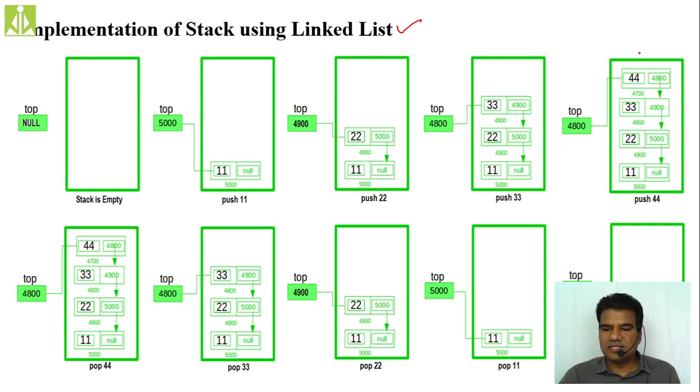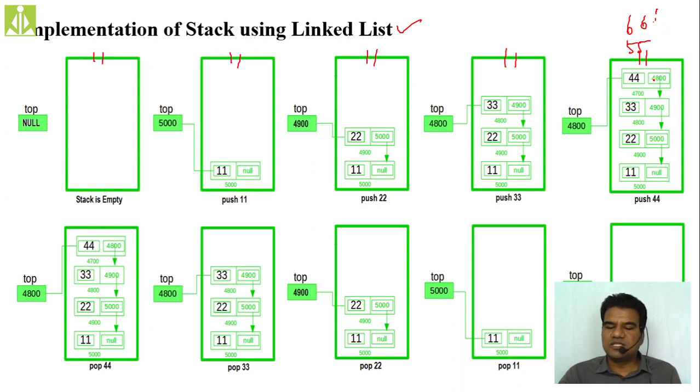So don't think of this as a limitation. There will be no limitation. Just to show the diagram neatly, I have taken this limit, but there will be no limitation. Even after pushing 44, if you want to push 55, that 55 will come over here, 66 will come over here. Like this, there will be no limitation, there will be continuity.